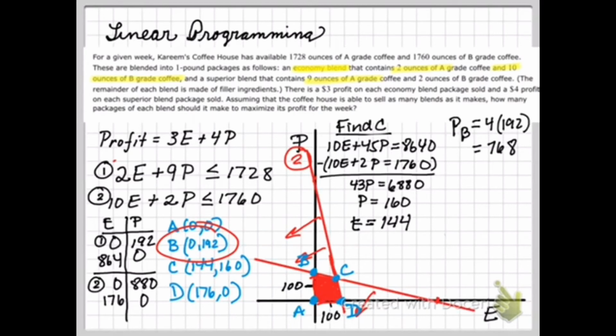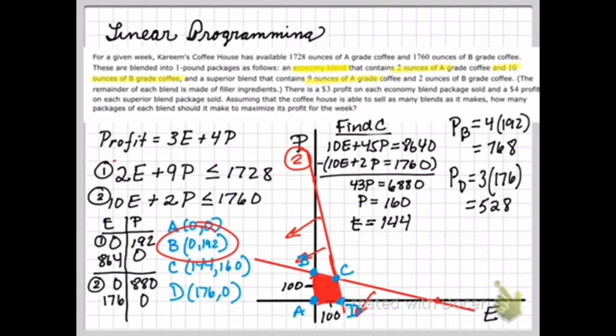Then I'm going to show PD actually first. So PD, that's going to be 176 of the economy brand, and I get $3 for each bag of economy brand I sell. So that's 3 times 176. That's clearly going to be less than PB, right? Because this number is less than that number, and this number is less than that number. So it's clearly going to be less. I'll go ahead and do the calculation anyway. So $528 if I just make 176 of the economy blend.